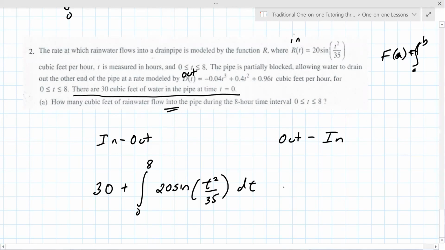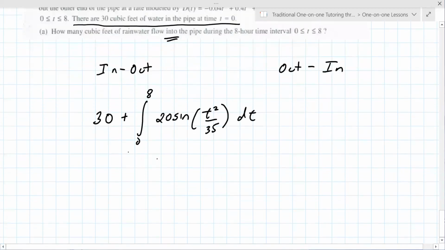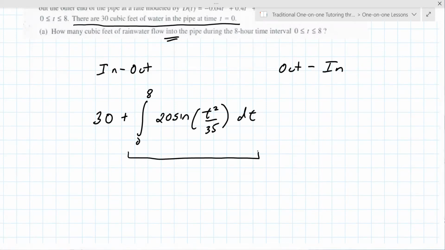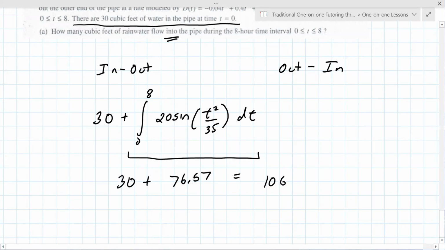I got like 76.57. Yes, same thing here. So 76.57, 30 plus that. So we got a total of 106.57. We need units, so we'll say cubic feet. Don't forget those units. They'll deduct for something like that on the AP.